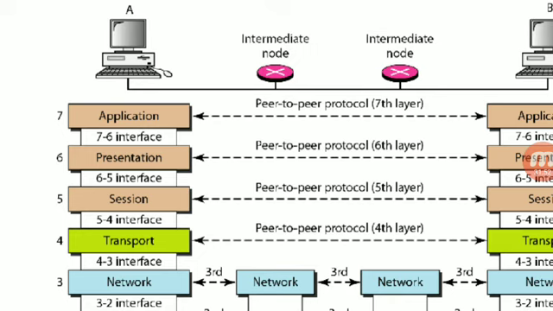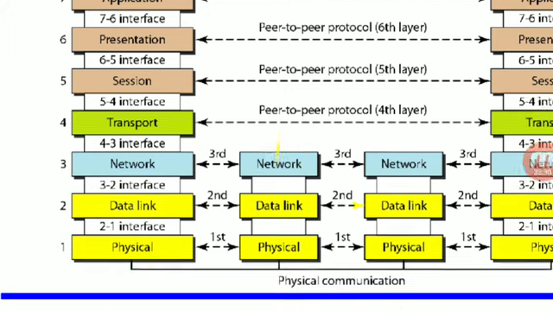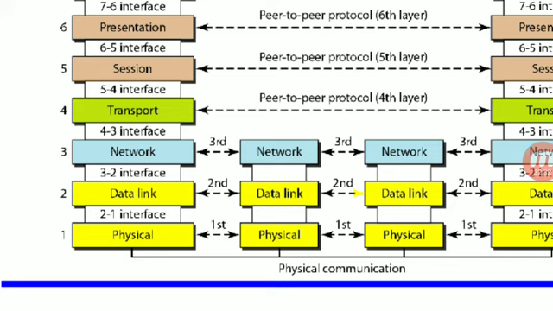The application layer of device A will have an interface between the application layer and the presentation layer. So this interface will have an interaction with each other. The information from the application layer will be sent to the presentation layer, and from the presentation layer to the session layer through the interface between these two layers. Then the session layer to the transport layer, to the network layer, to the data link layer, to the physical layer.